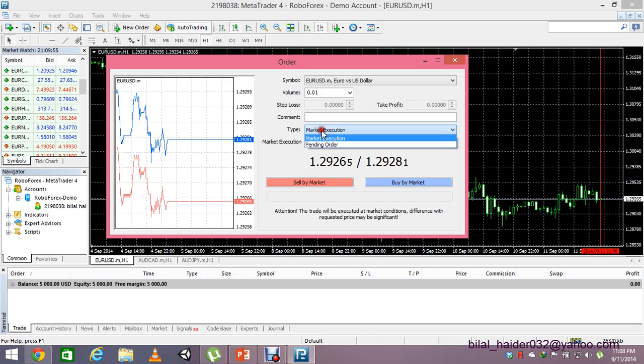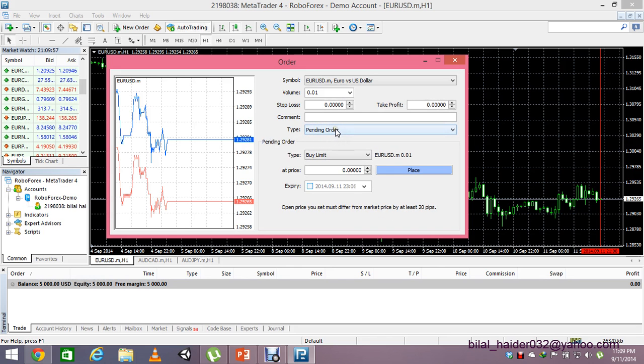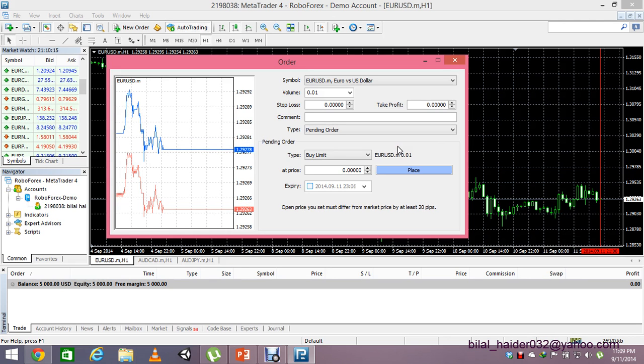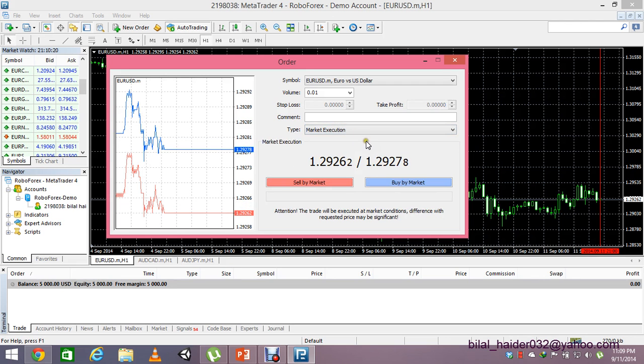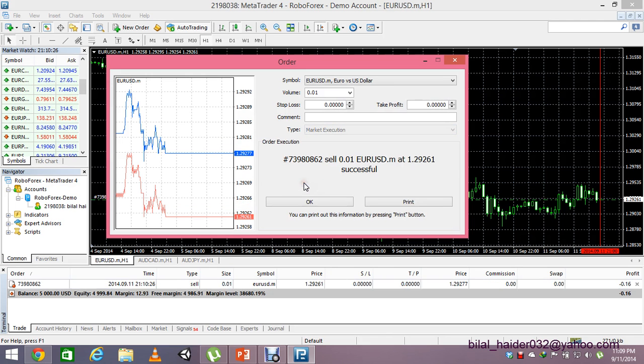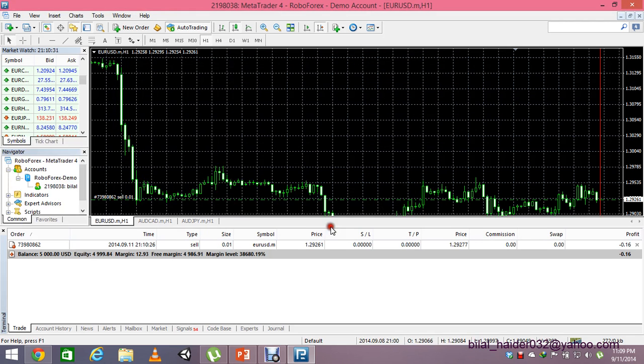Okay. And if I want this trade to be placed at some other value, let's say I want to place this trade at this value, so when the price reaches this price in here, when the current value reaches this value, then this trade will be opened. Now as I am placing a market order, I will just select this option and click sell by market. There you go, your trade has been placed successfully.